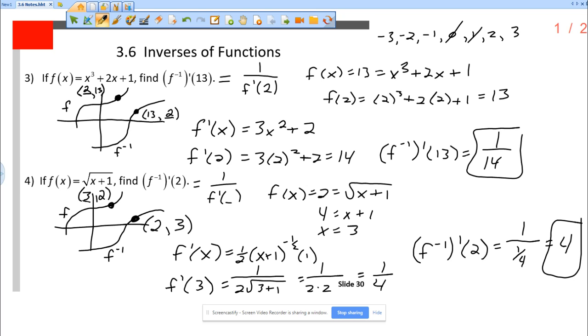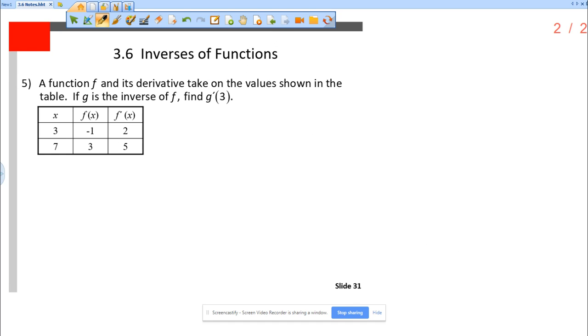You'll see a few of those questions on the homework, but the next one is really more of the AP style question. It says a function f and its derivative take on the values as shown in the table. If g is the inverse of f, then find g prime of 3. Remember, it says g is the inverse of f, so that just means that g equals f inverse.